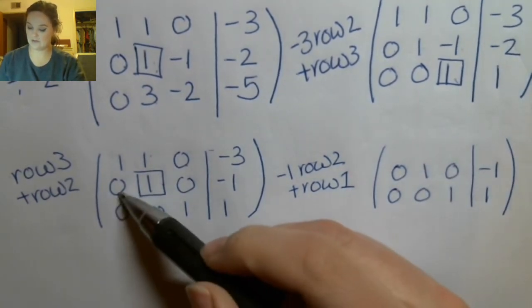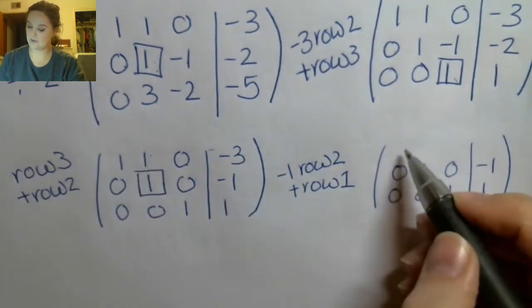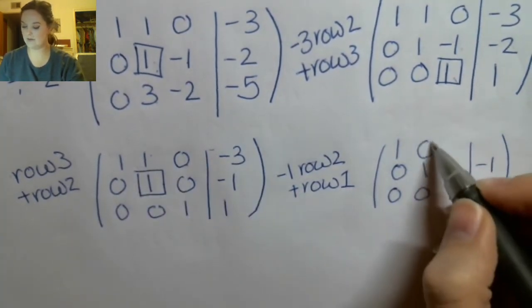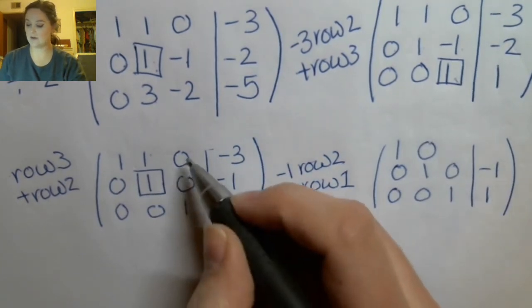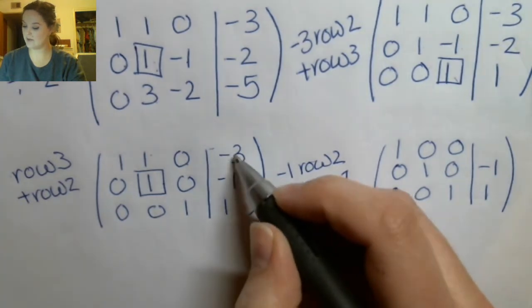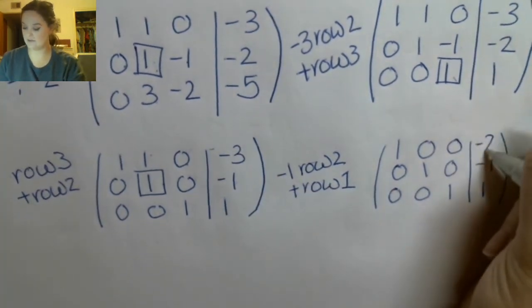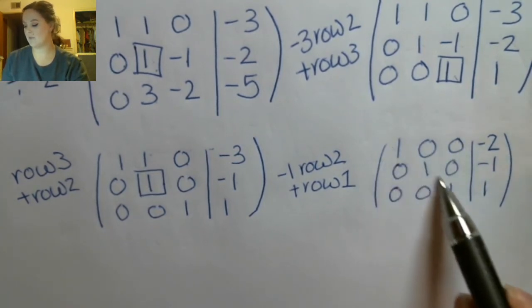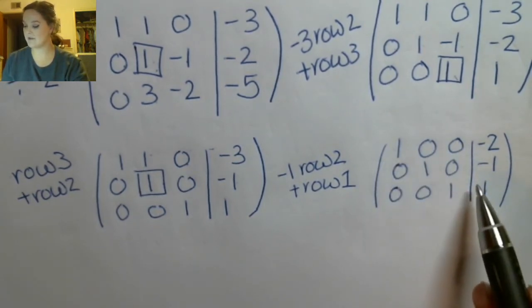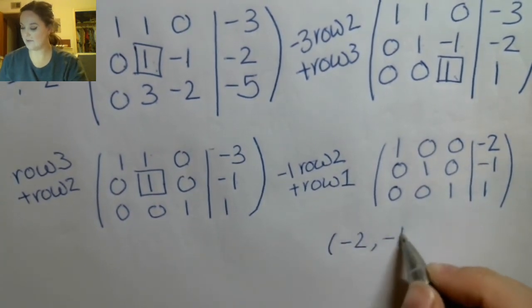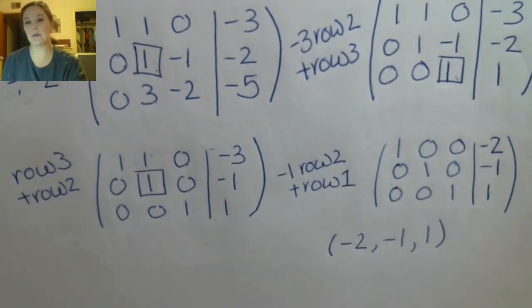Okay, so -1 times 0 is 0, plus 1 is 1. -1 times 1 is -1, plus 1 is 0. -1 times 0 is 0, plus 0 is 0. -1 times -1 is +1, plus -3 is -2. Okay, now I have what I wanted on the left, 1 on the diagonal, 0 everywhere else. Okay, so here's my final answer, -2, -1, 1.